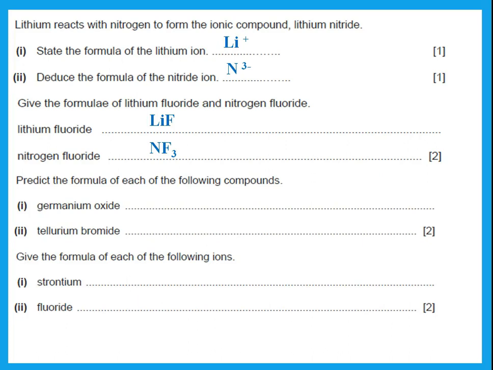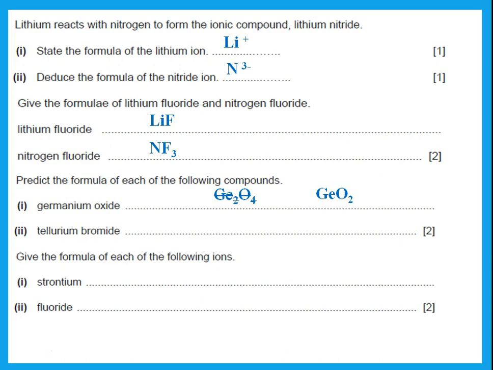Predict the formula of each of the following compounds. So germanium oxide, I look at the periodic table and I find that germanium is Ge in group 4. Oxide is oxygen, and so germanium has a valency of 4, oxygen has a valency of 2, but then if I have 2 and 4, I find that I can cancel the 2 and the 4, so I end up with germanium oxide GeO2.